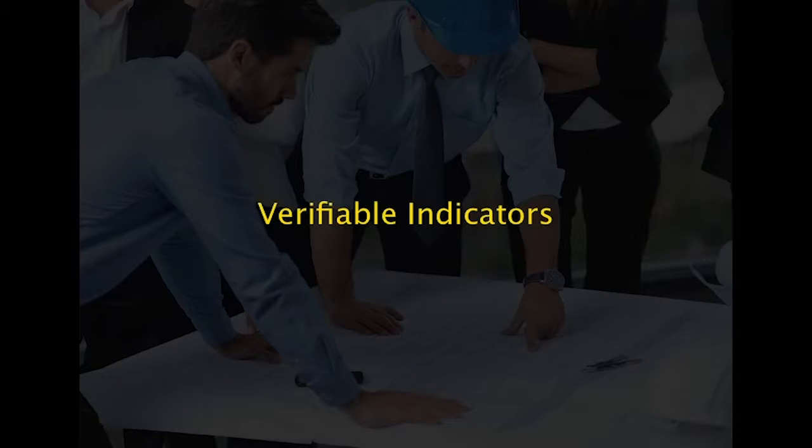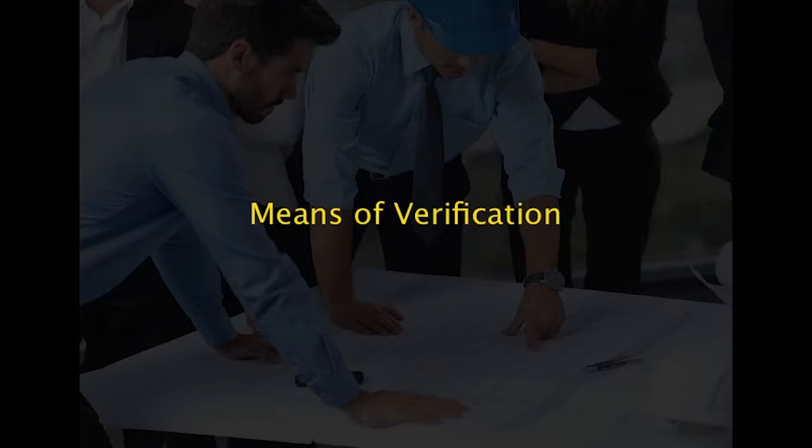Next term is verifiable indicators: the quantitative and qualitative ways of measuring progress and whether project output, purpose and goal have been achieved. Example, if you achieve the output to supply farm women with improved seed, then the purpose of increased production will be seen. Means of verification: the information or data required to assess progress against indicators, and their sources.